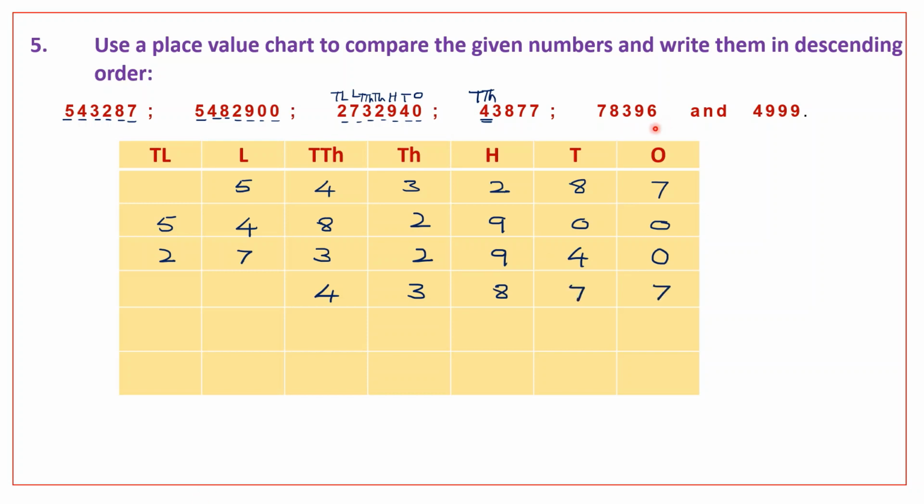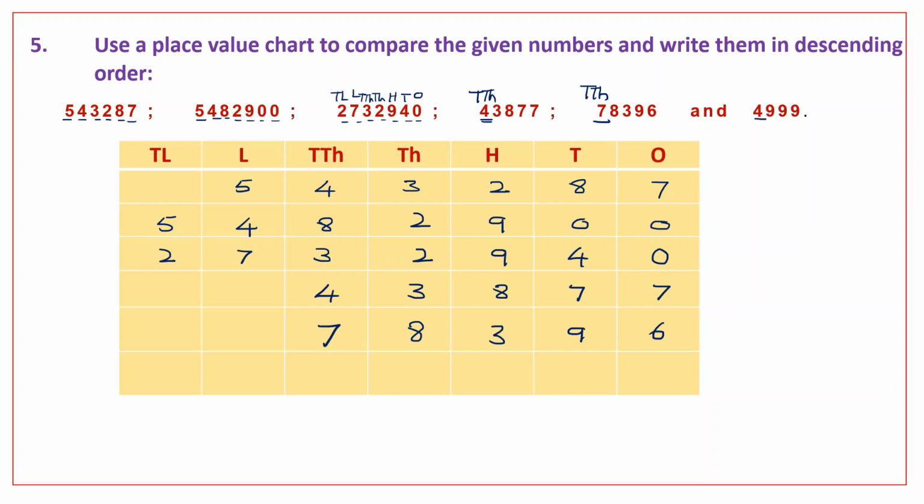Let's go to the next number. Ones, tens, hundreds, thousands, 10,000s. So this digit is in the 10,000s place. The 10,000s column is here. So we have to put 7 here. So let's put 7 and then all the other digits. 8, 3, 9, 6.